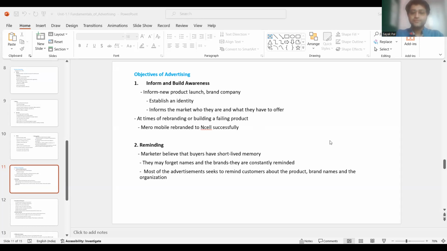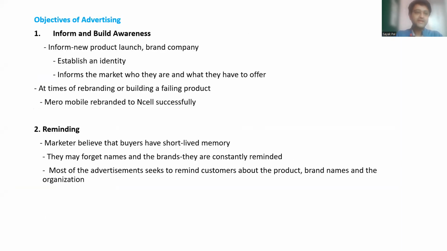Okay. So as we can see, the first objective for any advertisement would be inform and build awareness. Now, what is information? Information is not data. We need to understand the difference between information and data. Data is a raw set of data which are given in a form to form a meaningful outcome, right?